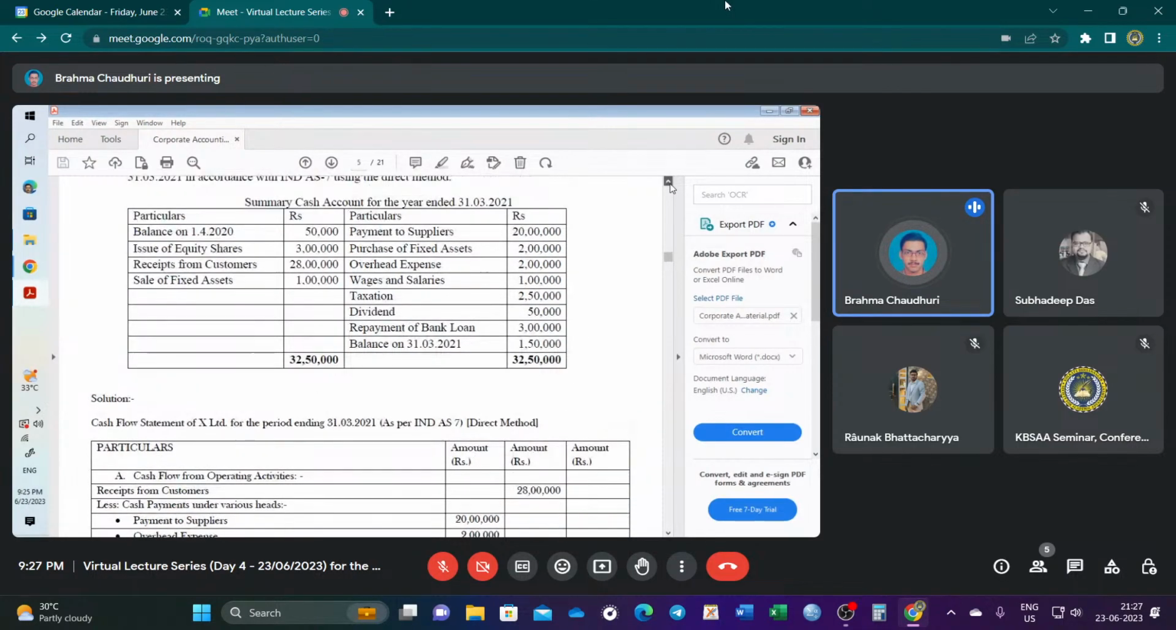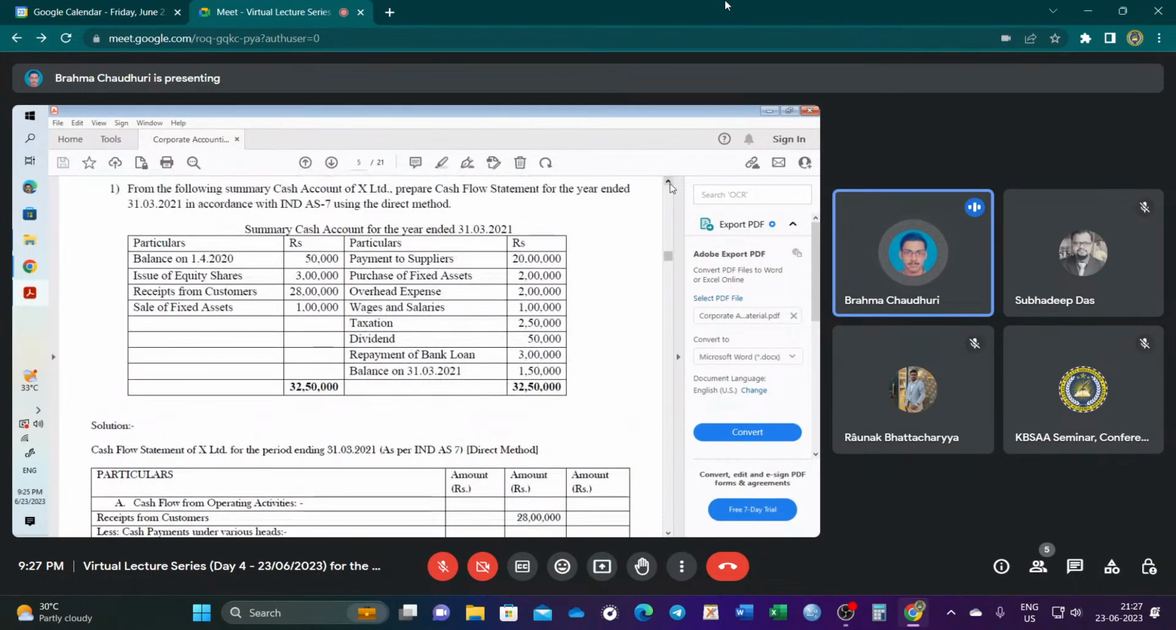Now we will focus on the investing activities. Here on the debit side, sale of fixed assets of 1 lakh is an investing activity. And on the credit side, we have purchase of fixed assets of 2 lakh. So it is again an investing activity. Purchase of fixed assets means cash is going out of the business, so that is the cash outflow of 2 lakh, and cash inflow is 1 lakh from sale of fixed assets.